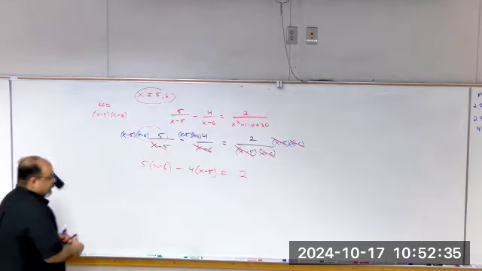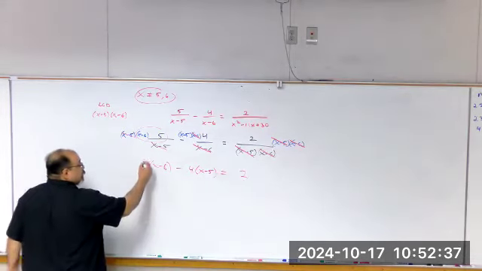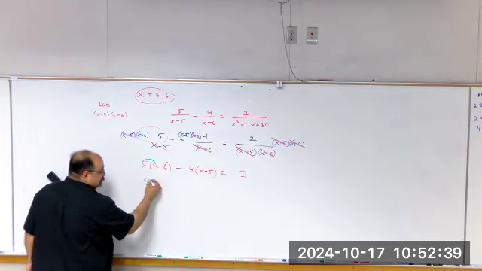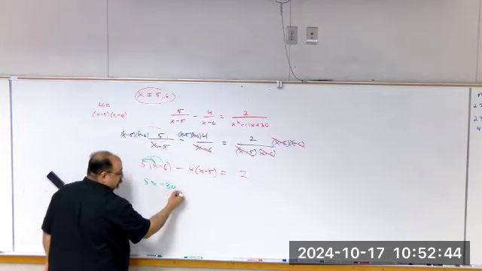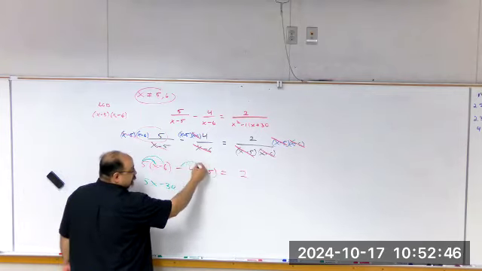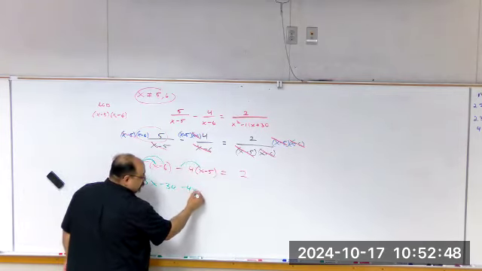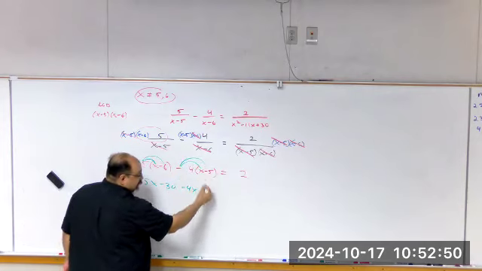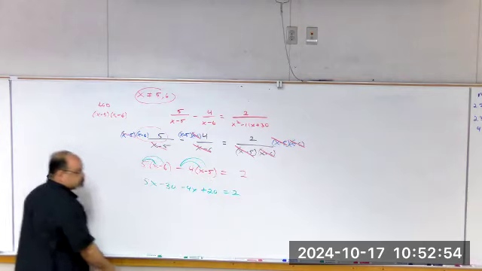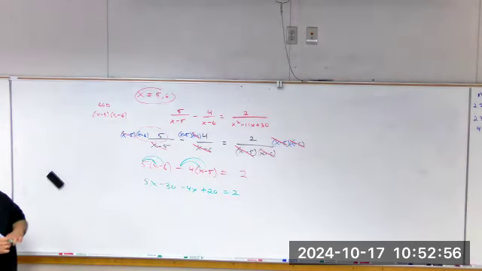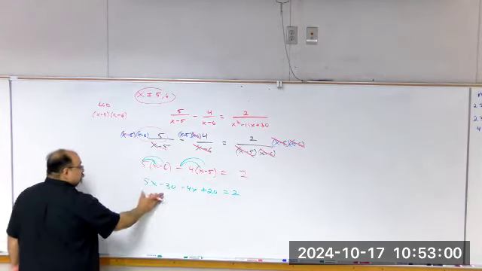Simplify. We're still not done simplifying. So we distribute. 5 times x is 5x. 5 times negative 6 is negative 30. Distribute. Negative 4 times x, that's negative 4x. Negative 4 times negative 5, that's positive 20. Equals 2. Need to simplify.